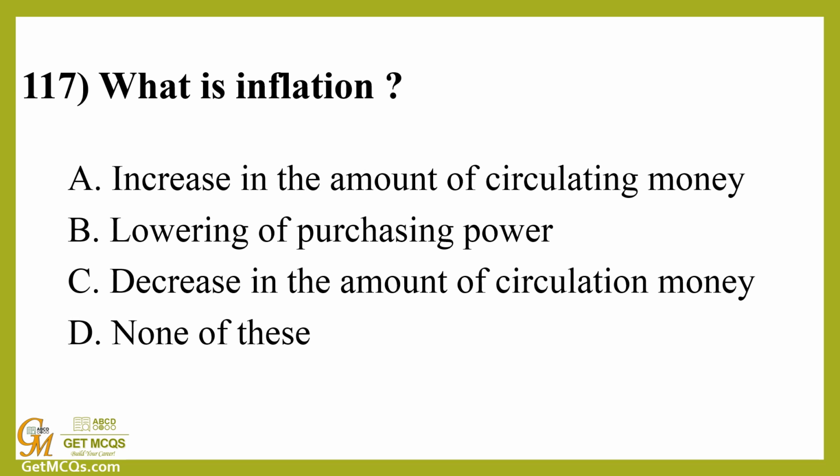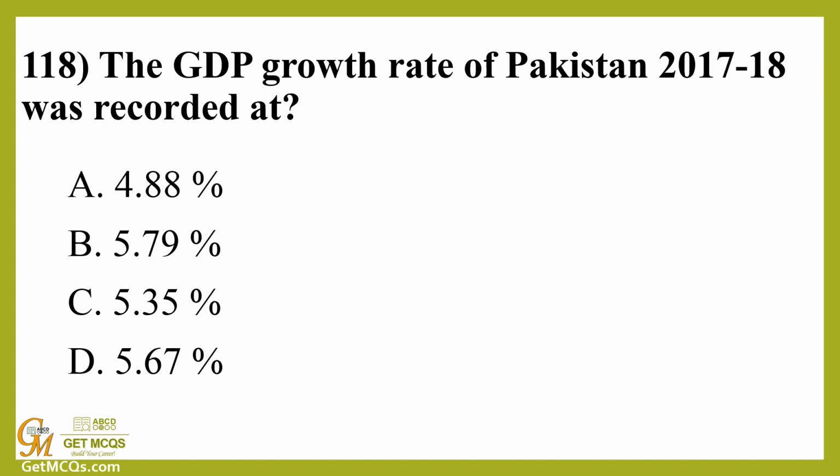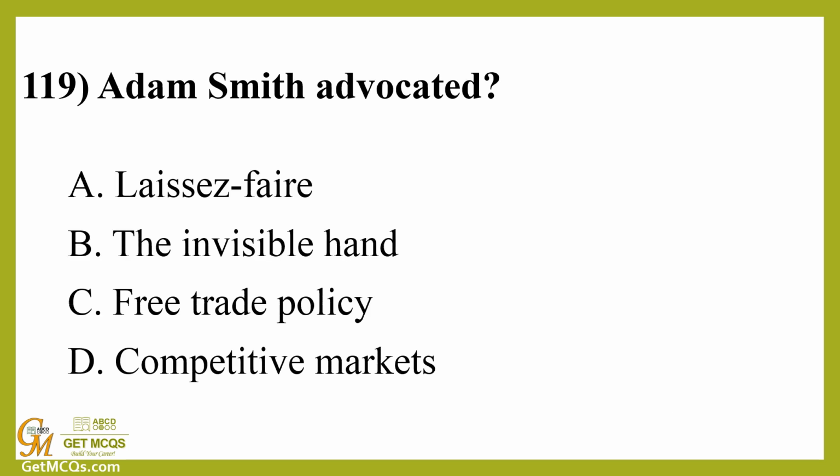117. What is inflation? A. Increase in the amount of circulating money. 118. The GDP growth rate of Pakistan in 2017-18 was recorded at B. 5.79%. 119. Adam Smith advocated E. All of the above.